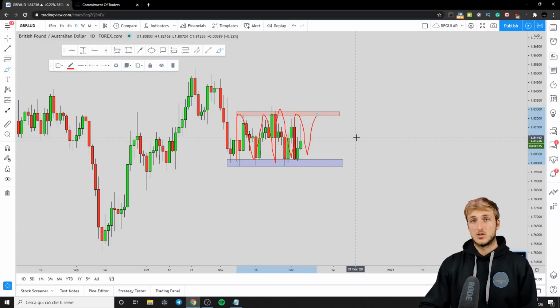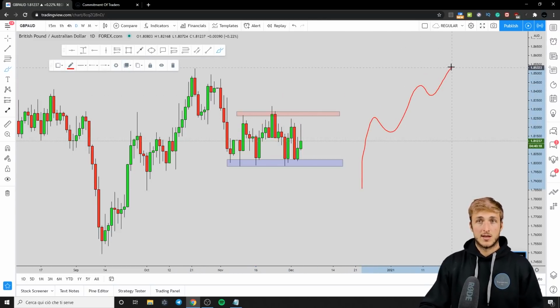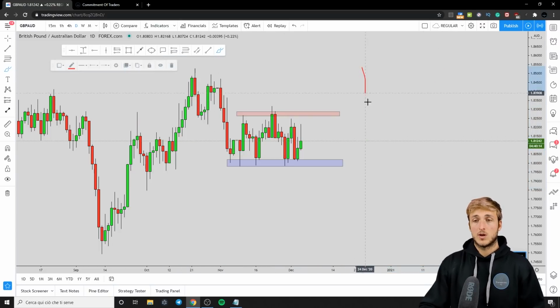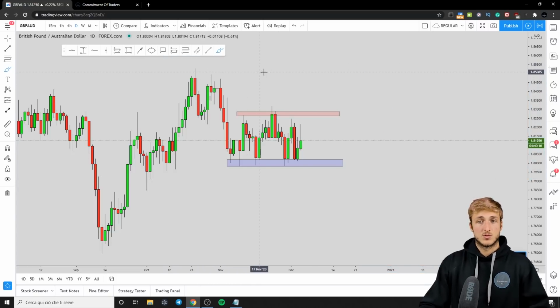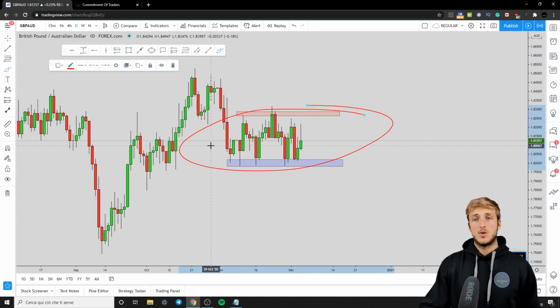And if you have that kind of situation, you expect a range, because if you have a strong currency against a weak one, you will have an uptrend. If you have a weak currency against a strong one, you will have a downtrend. But if you have a strong against strong or weak against weak, you will have a range, which is in fact exactly what the GBP AUD currently has.